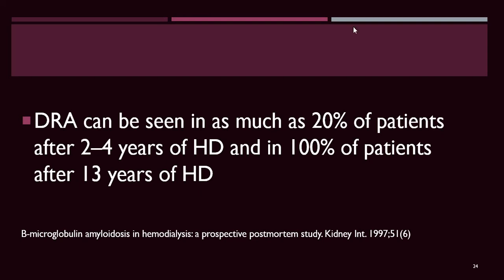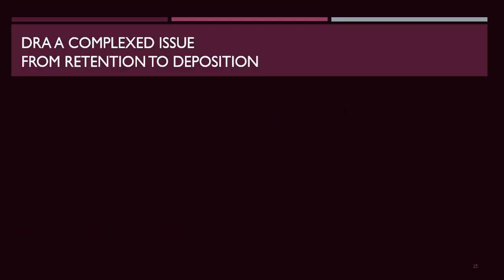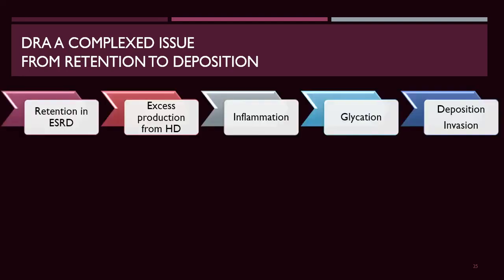Dialysis-related amyloidosis affects as much as 20% of patients after 2 to 4 years of dialysis, and we know 100% of patients after 13 years of hemodialysis. The complexity issue runs from retention to deposition: retention in end-stage renal disease, excess production during hemodialysis from impurities of dialysate and inflammation, glycation, deposition, and invasion. These are the 4 steps of the dialysis-related amyloidosis complexity issue.